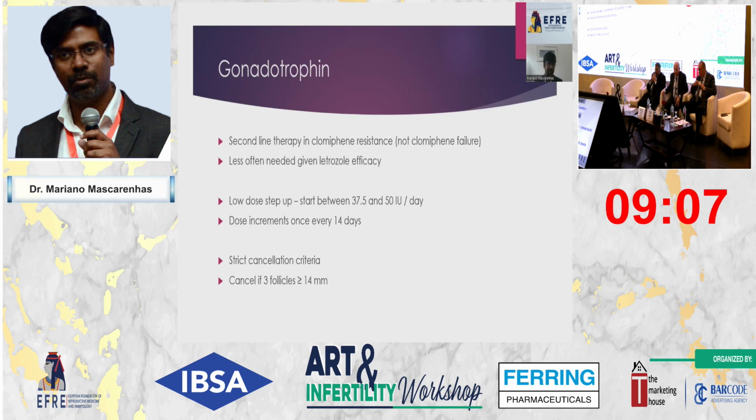Now, coming to the gonadotrophins, they are considered a second-line therapy in clomiphene resistance. Importantly, they are not useful in failure, but in resistance. Given how good letrozole is, they are less often needed now. You can start off at a low dose, 37.5 or 50 units, and then slowly increase the doses. This was the conventional low-dose step-up protocol, increasing every 14 days, although I will come back to this. With strict cancellation criteria, if there are more than 3 follicles over 14 millimeters, it's worthwhile stopping.